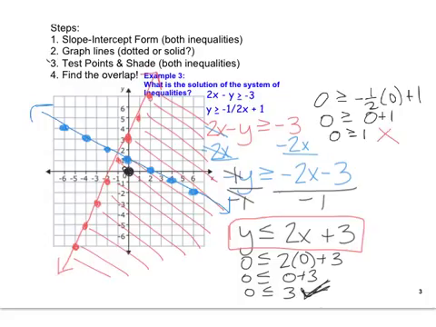So that means my shading cannot include the side that contains the origin. This side is not part of the blue inequality solution. I'm going to shade the other side.